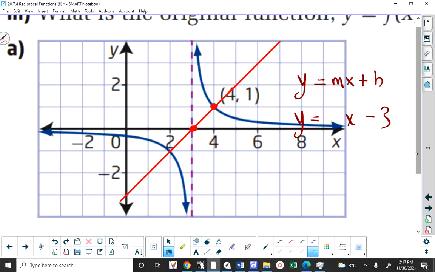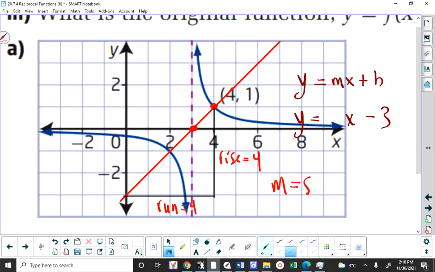If you wanted to make a triangle here, say from here to here, your run is 1, 2, 3, 4. Your rise is 1, 2, 3, 4. Your slope is rise over run, which is 1. So there's the equation of the line.